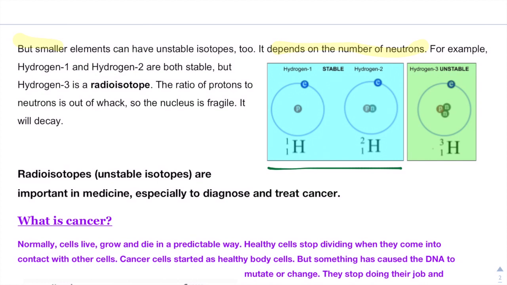1 means a mass of 1. Hydrogen 1 has 1 proton, giving it that mass of 1, 1 proton in the nucleus. Hydrogen 2 has a mass of 2 because of 1 proton and 1 neutron. But hydrogen 3 almost has too many neutrons. So the number of neutrons needs to be right compared to the number of protons. So hydrogen 3 over here is not stable. And it's got a mass of 3 again because of 1 proton plus 2 neutrons, which you learned about in the last lessons.